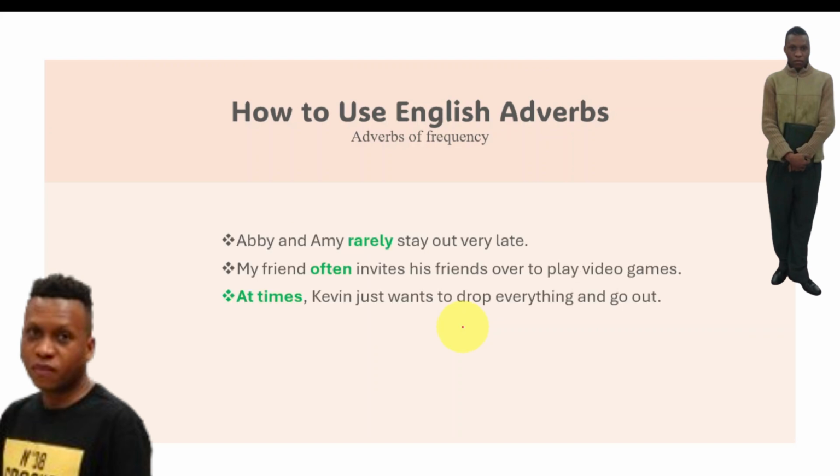All right. So here is the example I put here. Abby and Amy stay out very late. My friend often invites his friends over to play video games. At times, Kevin just wants to drop everything and go out. So this is the one we're dealing with.